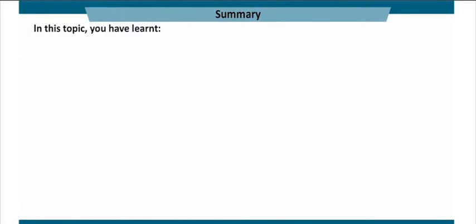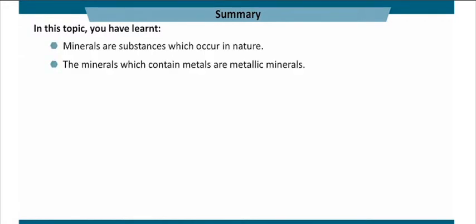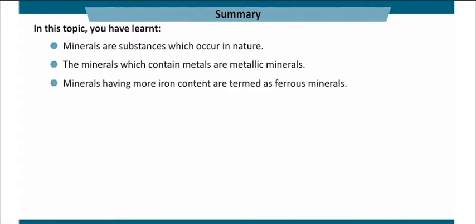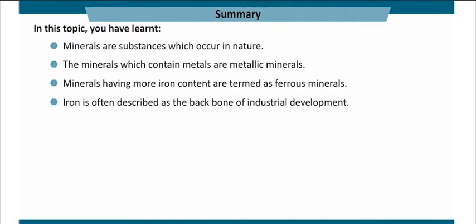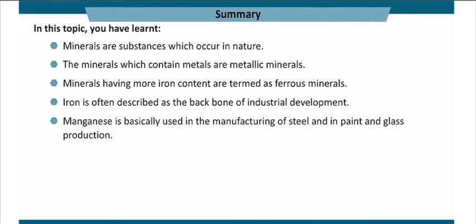In this topic, you have learnt about minerals and substances which occur in nature. The minerals which contain metals are metallic minerals. Minerals having more iron content are tertiary minerals. Iron is often described as the backbone of industrial development. Manganese is basically used in the manufacturing of steel and in paint and glass production.